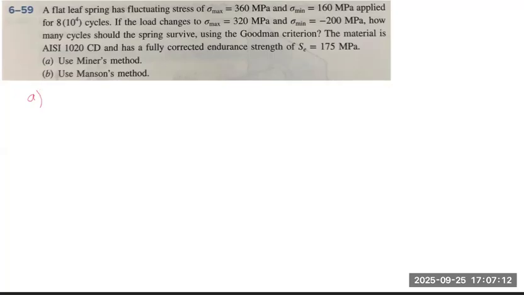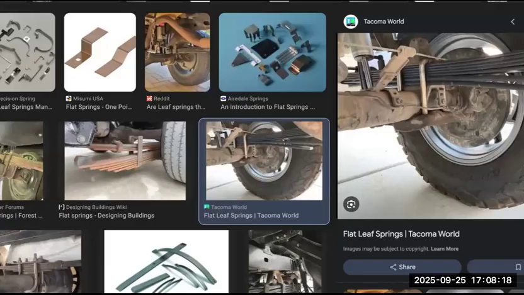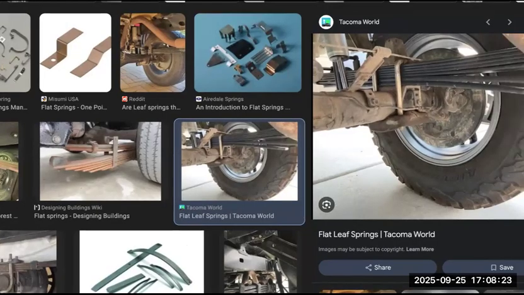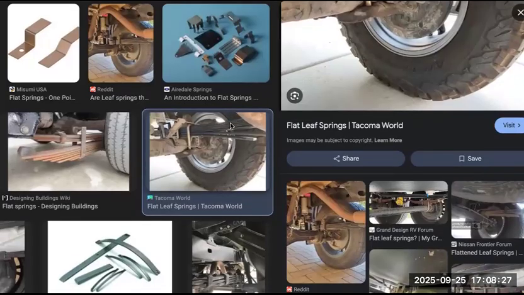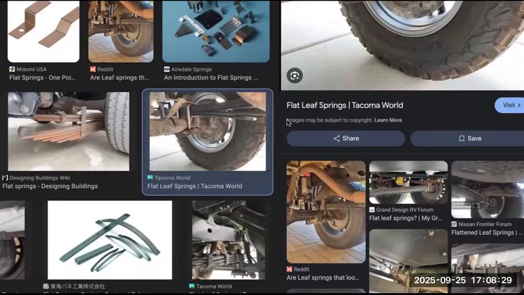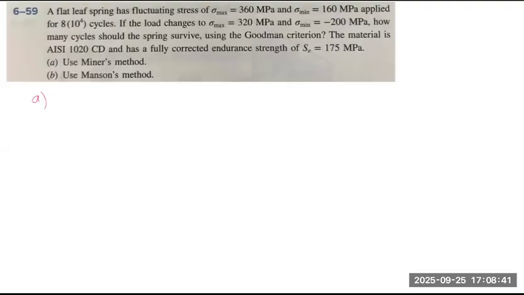So a flat leaf spring, we have to know what a flat leaf spring looks like. So let me Google and show you guys. So this is what a flat leaf spring looks like. It's basically a spring except it's flat, but it stores potential energy. So hopefully that helps you guys understand the problem better.